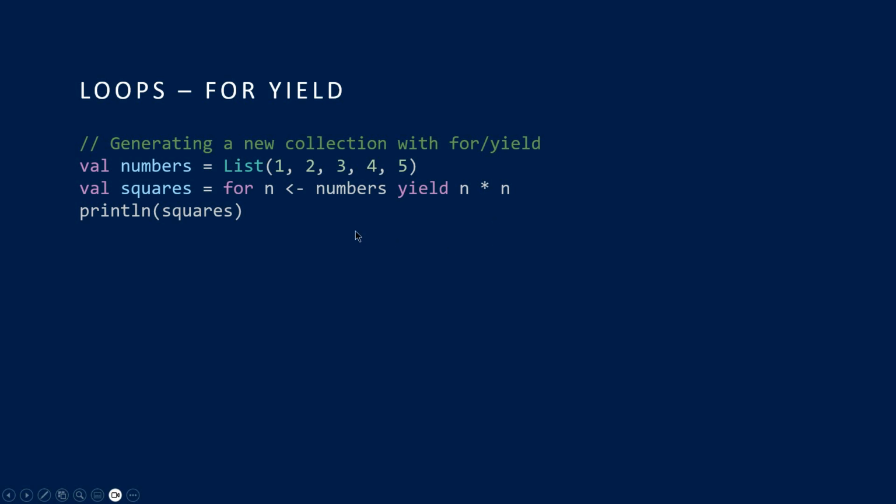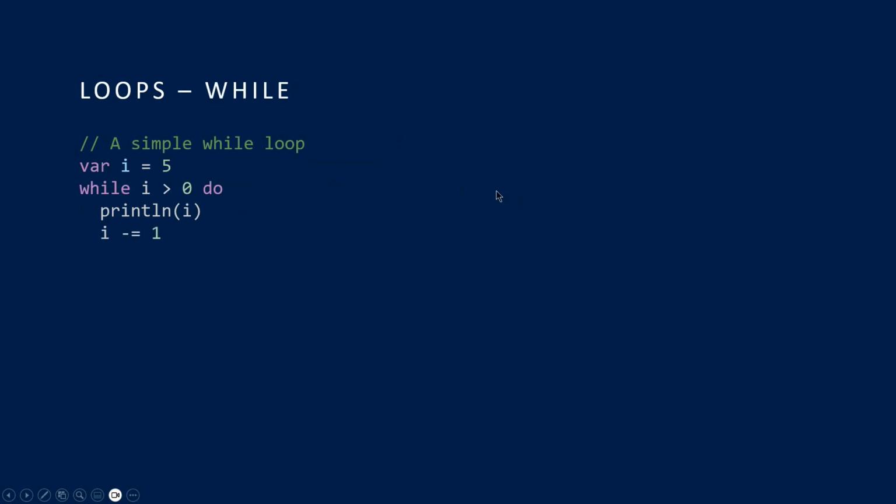So this interesting yield thing that we saw earlier. Here I'm generating squares, a list of squares. If I print this, I'll get the list of squares, because I've created this new list. And a very simple while loop.